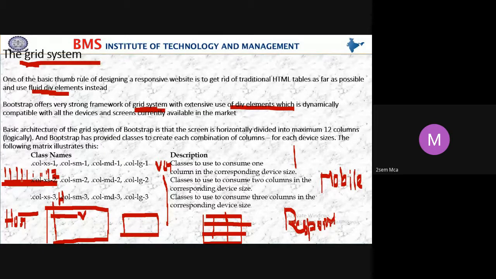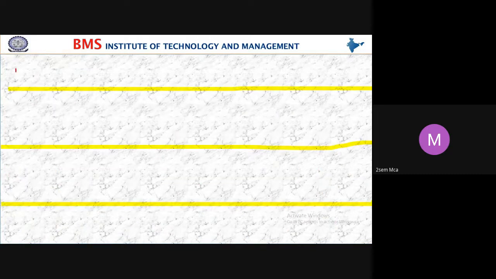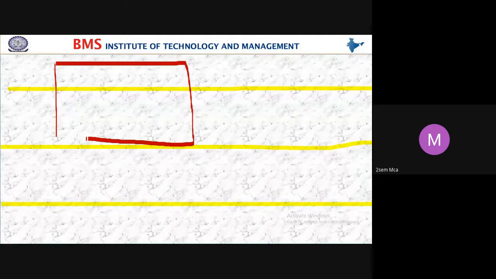And Bootstrap has provided classes to create each combination of columns. So Bootstrap provides the flexibility to create each combination of columns, but the maximum size is how many columns? Maximum size is 12 columns. Suppose I am taking a screen, this is the screen, and the maximum size is how much, students? 12. Correct, no? 12.